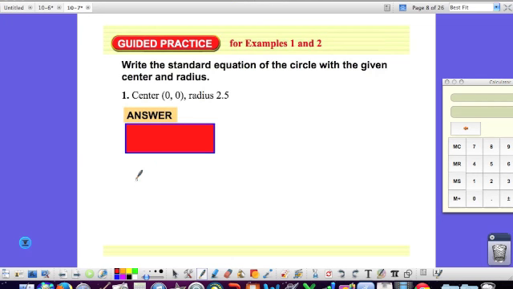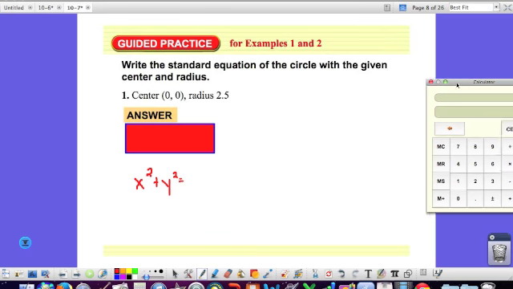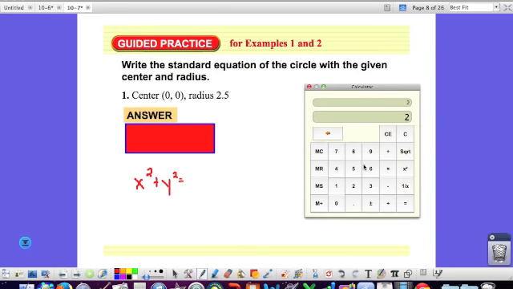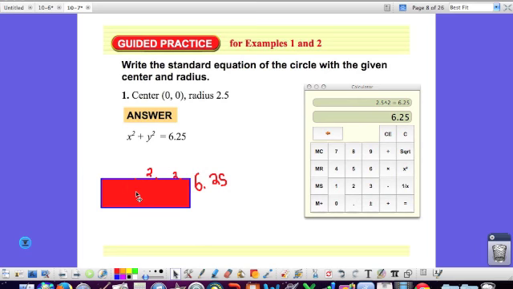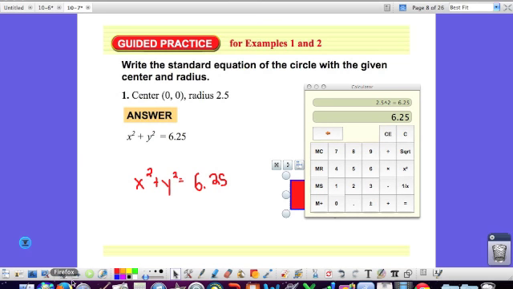Let's see if we can do this. Since we already have the center is 0, 0, it's x squared plus y squared equals the radius squared. And 2.5 squared is 6.25. Okay. Waiting for this to change so I can do the next problem.